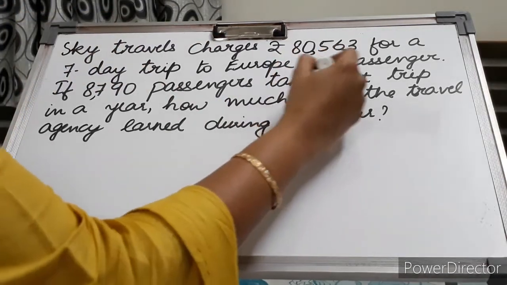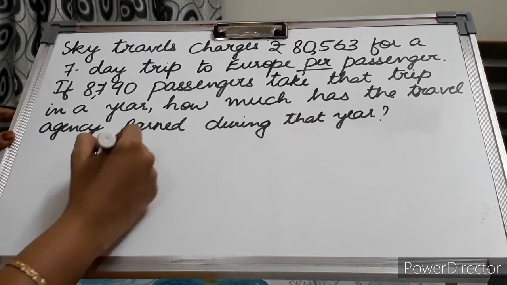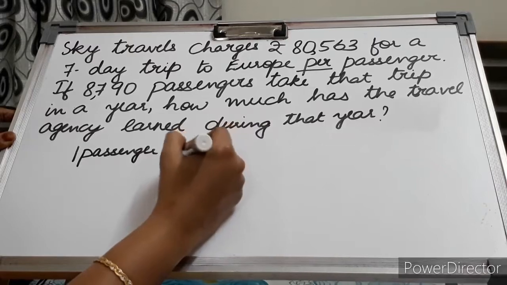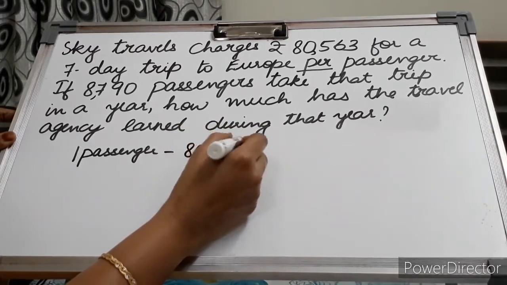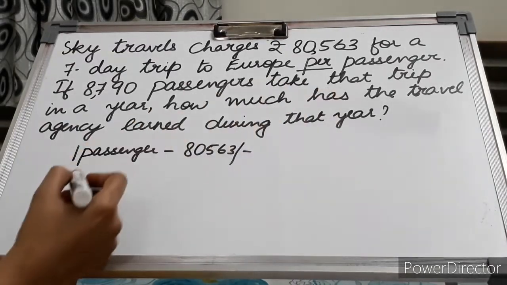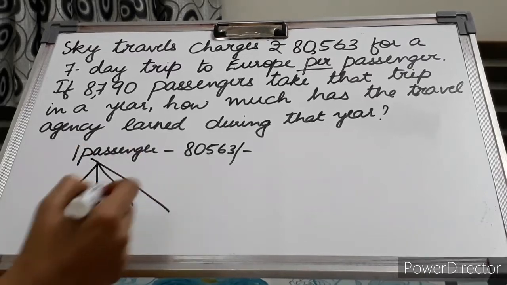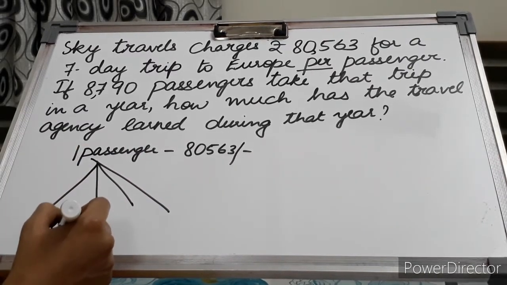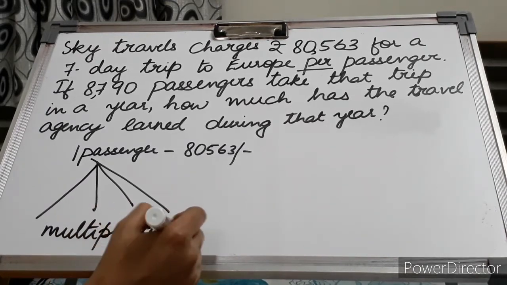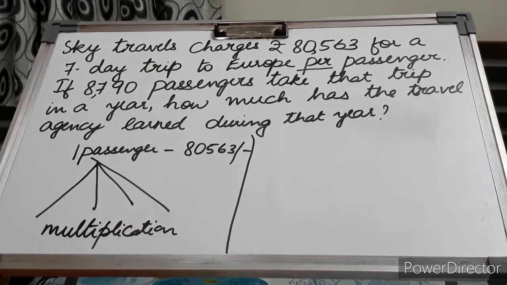So we can see here that the per passenger charge is given. For 1 passenger the charge is 80563 rupees, and we have to find the total amount earned. Total means we have to do multiplication. Very easy, but still if it is not very clear, we have one more method here.